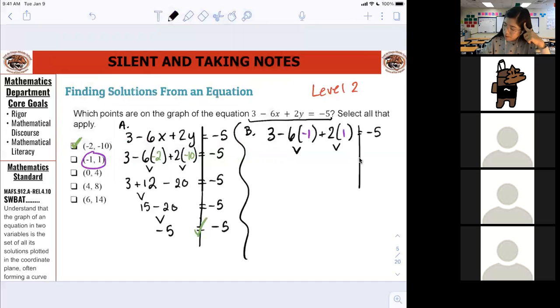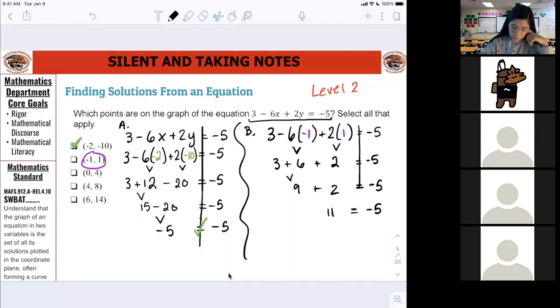-6 times -1, +6. 2 times 1, we know that's 2, equals -5. 3 plus 6, 9. 9 plus 2, 11. Does 11 equal -5? No. That is a false statement, so answer choice B is not correct. So there you go. So that's kind of how it goes.